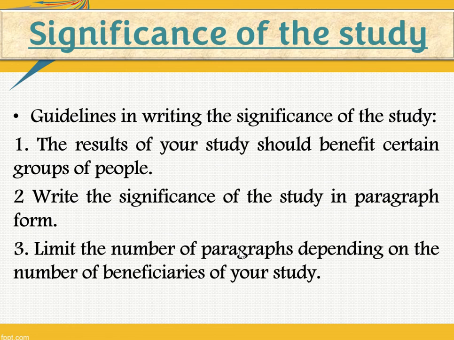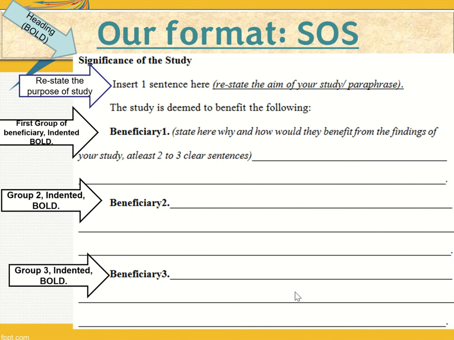So guidelines natin in writing your significance, the result of your study should benefit certain groups of people. And then you write the significance of the study in paragraph form, and you limit the number of paragraphs depending on the number of beneficiaries of your study. And here's our format. So another label here, subheading natin, significance of the study. And then you will have an opening statement, no? Just one sentence lang as an opening for your significance of the study. So most of the time, we just restate here the purpose of the study.